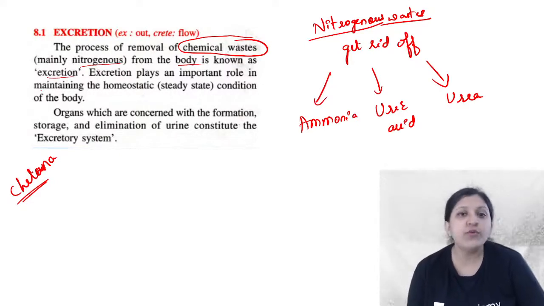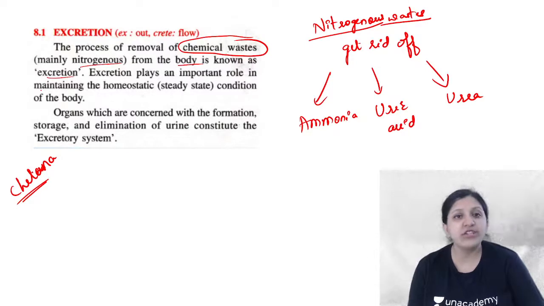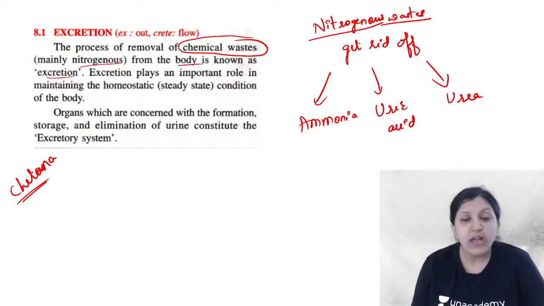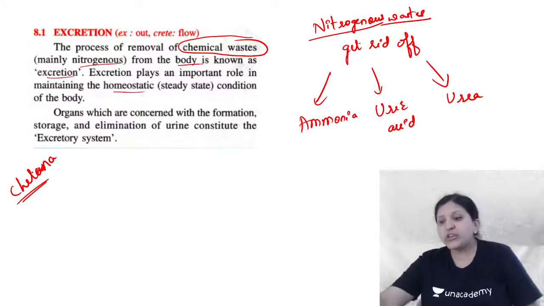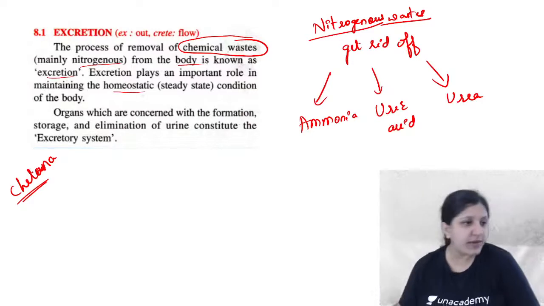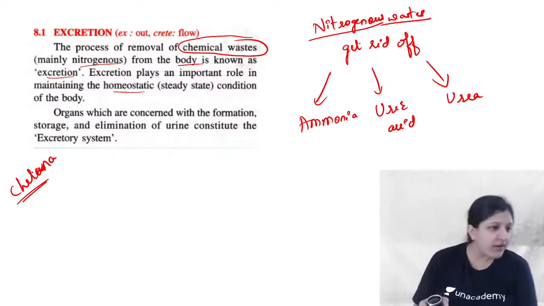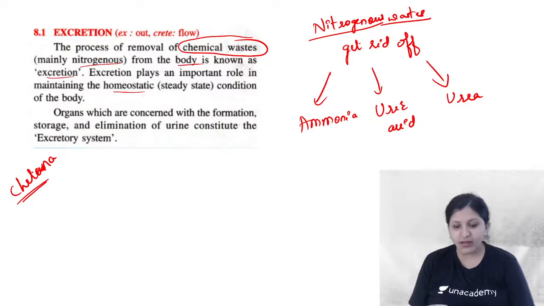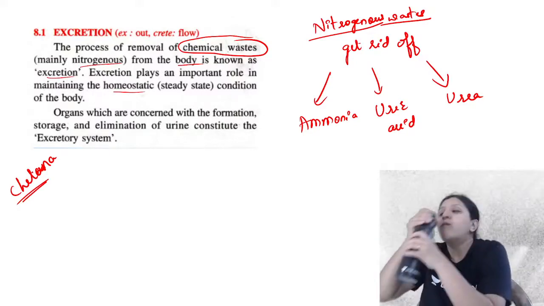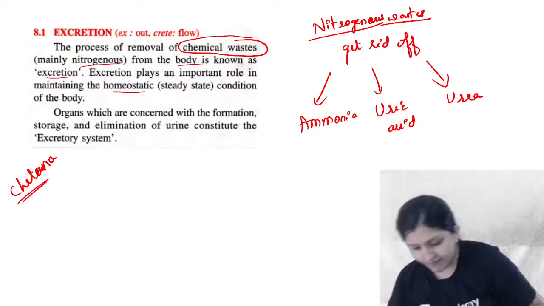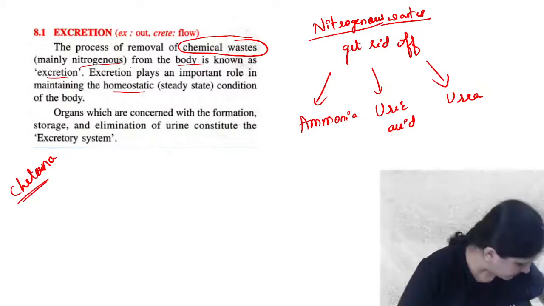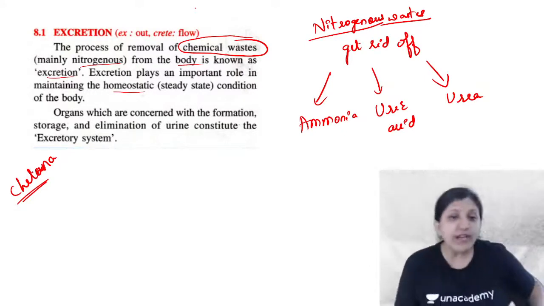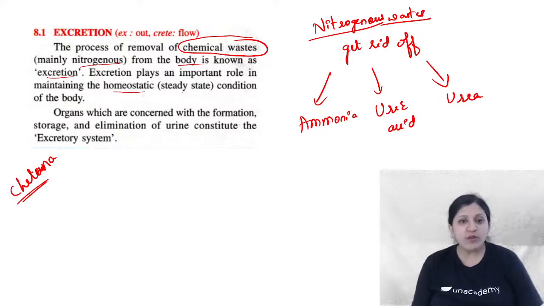So for the definition, you need to write the exact same definition that is given in your textbook. Excretion plays an important role in maintaining a homeostatic condition. What is the homeostatic condition? Anybody? Chetna or who else is there? So what exactly is the homeostatic condition?